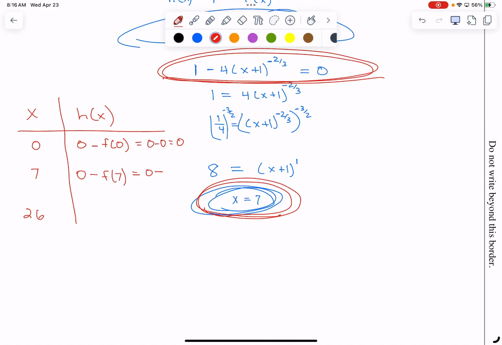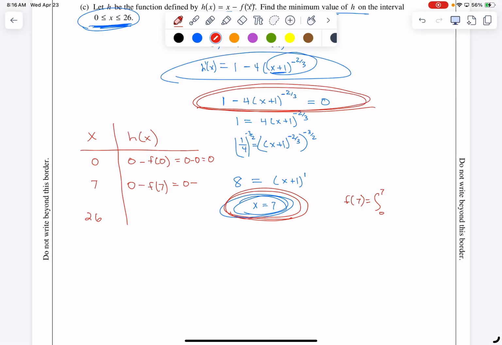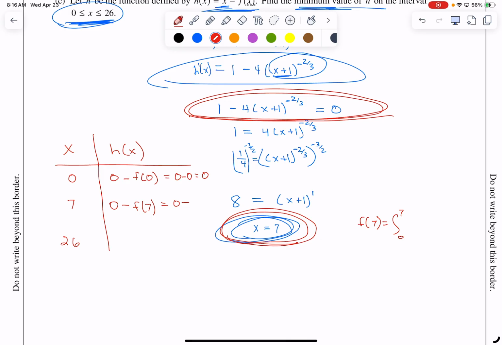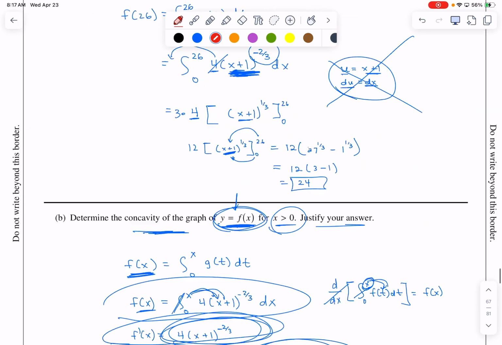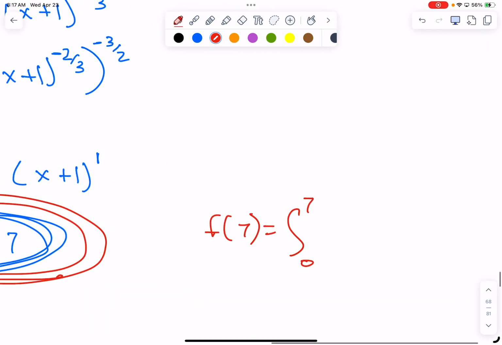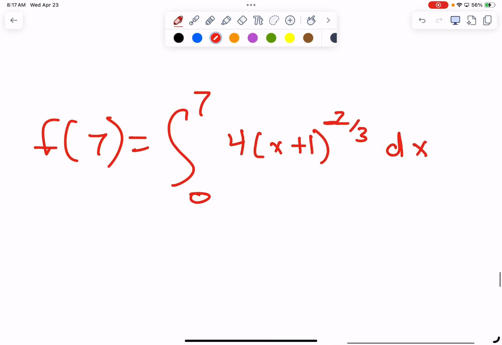So that kind of sucks because I actually got to go back and find the area from 0 to 7 under the g of t function, which was what? I got -5. It is -5. You were right. It was 4. Is it 4 times x plus 1 to the negative 2/3? Yes, for sure. So then, remember, bring your 4 out.